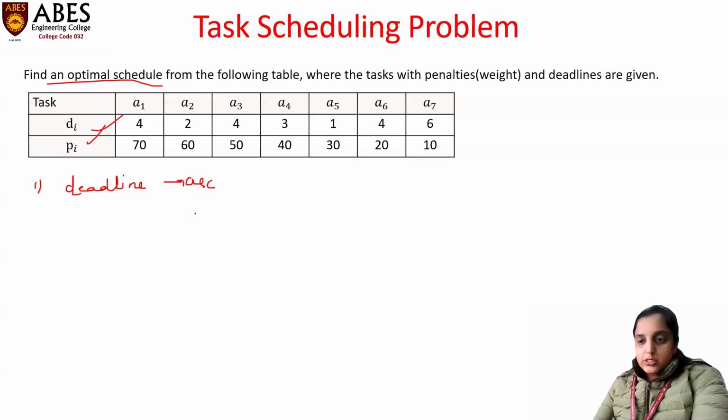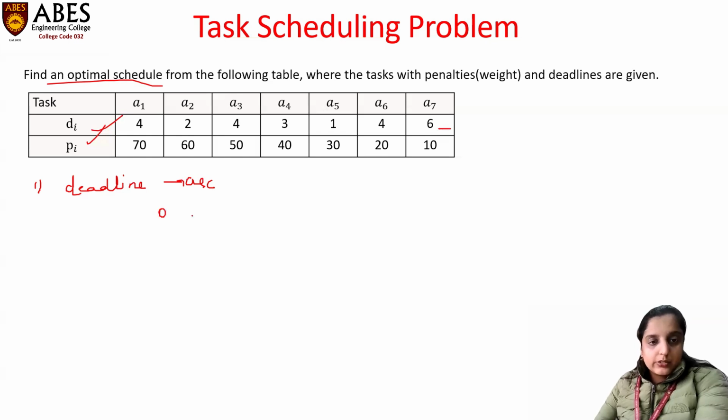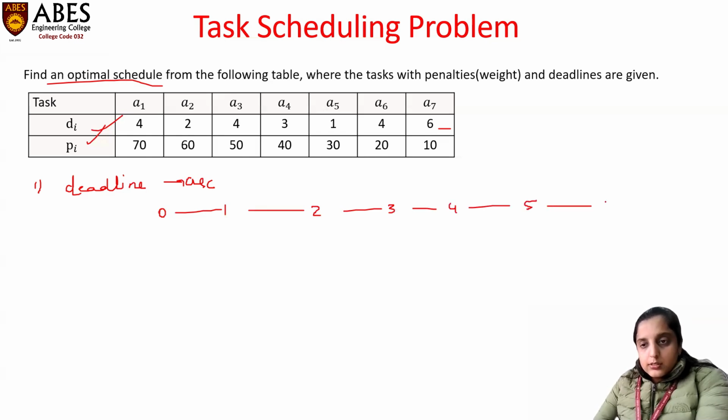As you can see, if this question is asked in your university exam, then you can take help of a Gantt chart. The maximum deadline in this particular question is 6. So you have to make one Gantt chart here: 0, 1, 2, 3, 4, 5, 6.